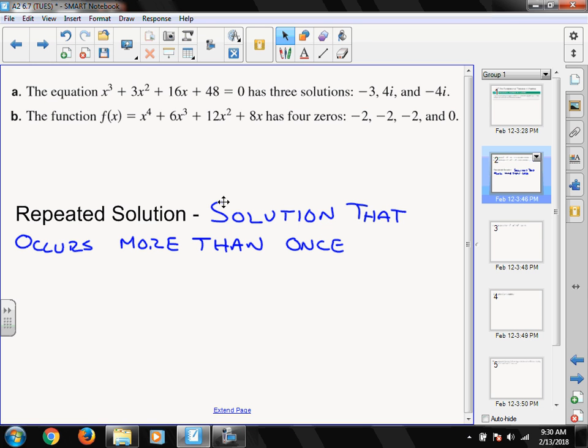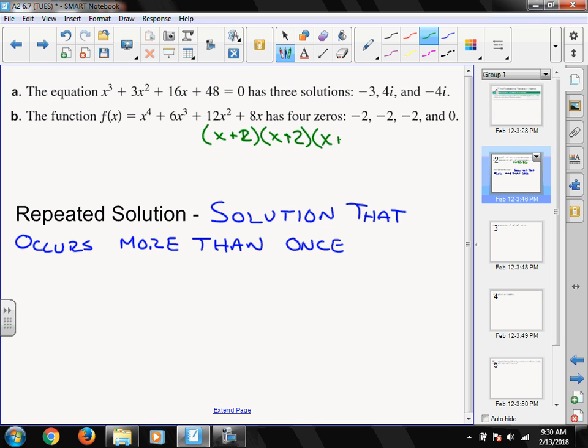And just kind of a refresher here, if I have solutions at -2, what I would have to multiply is x plus 2 times x plus 2 times x plus 2 and x minus 0. So remember, since it's negatives, I have to have x minus a -2, so that's why it turns to a plus.